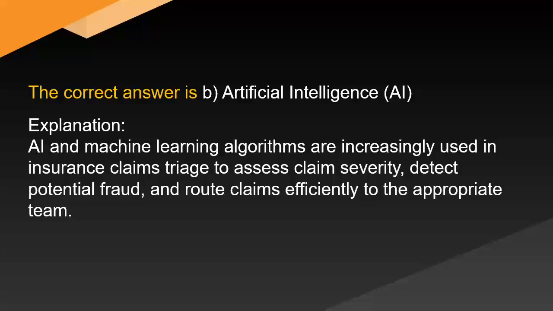The correct answer is B. Artificial intelligence (AI). Explanation. AI and machine learning algorithms are increasingly used in insurance claims triage to assess claim severity, detect potential fraud, and route claims efficiently to the appropriate team.